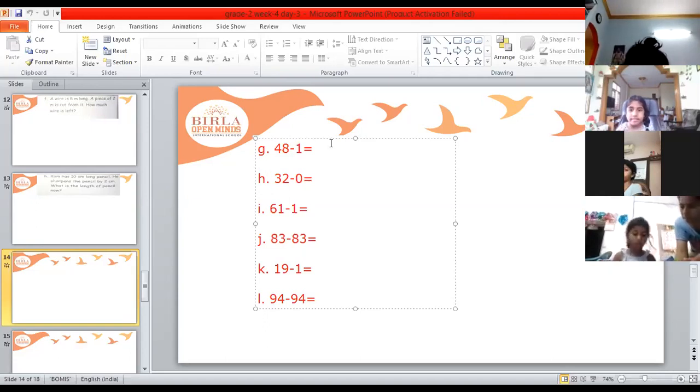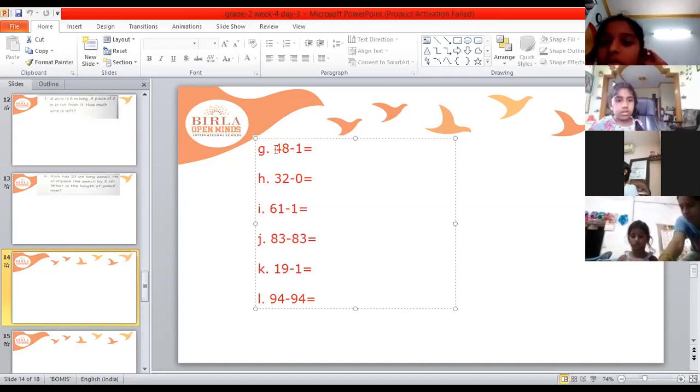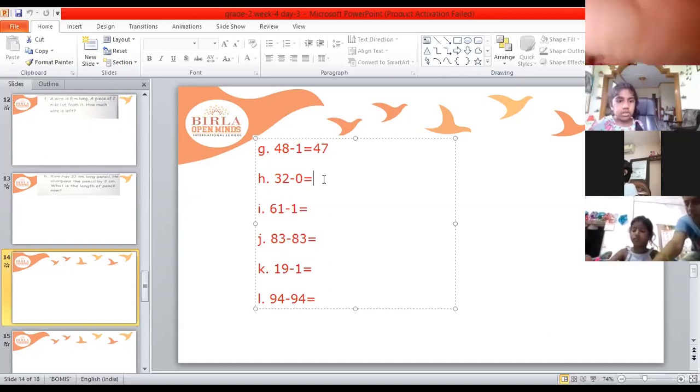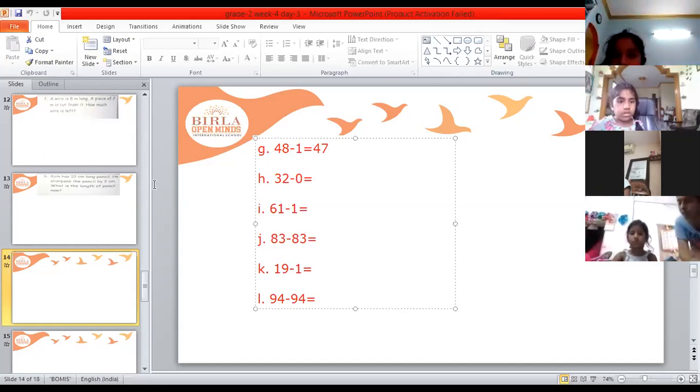Janvi, 48 minus 1, how much? Whenever we are subtracting 1, then just go one step backward. 47. Very good. So 48 minus 1 is 47. Children, always remember that whenever you are subtracting 1 from any number, think of the number which comes just before that number. Okay. Ashita, 32 minus 0 is equal to how much? 32. Very good. Whenever you are subtracting 0 from any number, answer is that number.